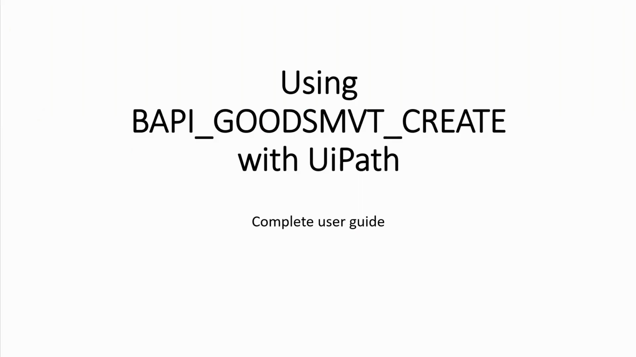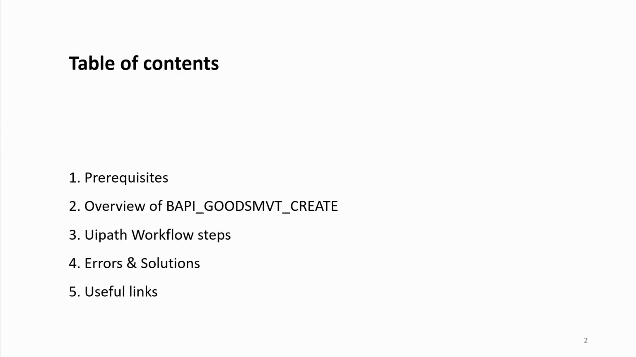Thanks! So I would like to go now through the BAPI goods movement create complete user guide. I would like to talk about the prerequisites that are needed to run a BAPI in UiPath. I will provide an overview of the BAPI goods movement create. I will then just present quickly the workflow steps, and I will do it also live in the UiPath Studio. And then I have listed a number of errors and solutions that I've run into in my trial and error tests, and then some useful links that I found online that helped me figure this out.